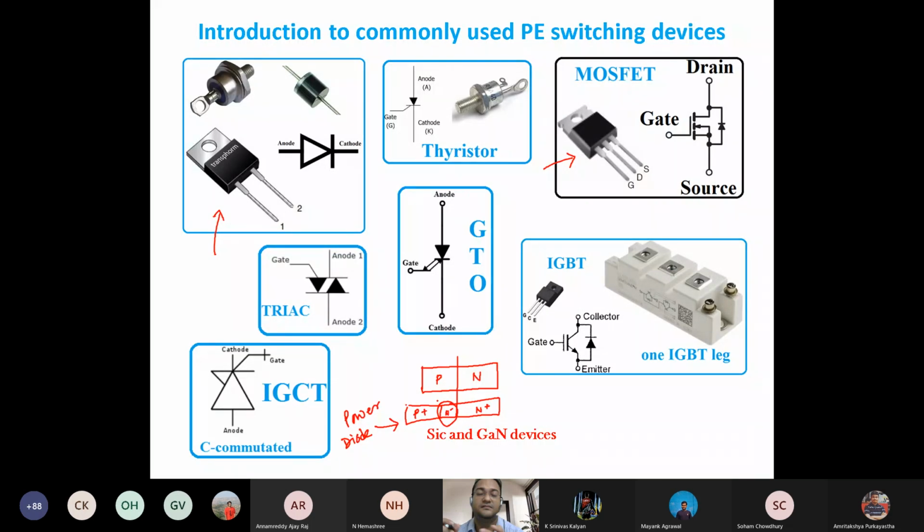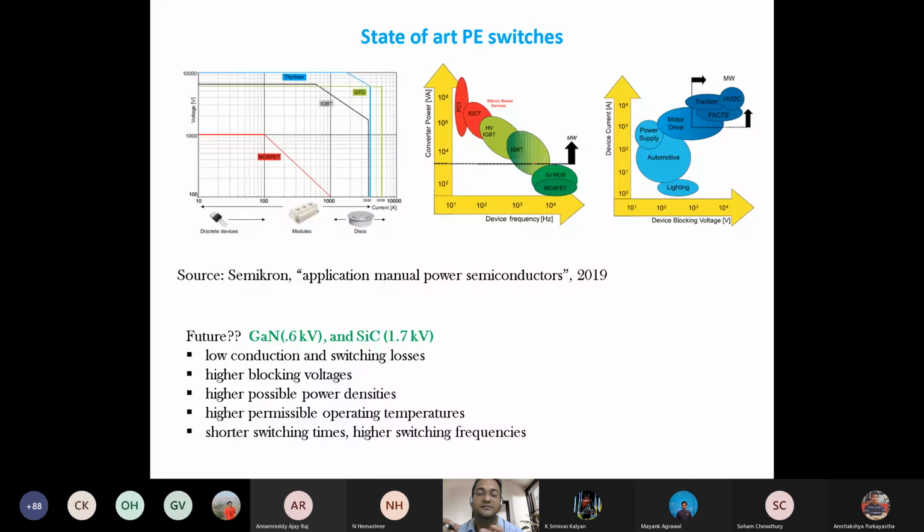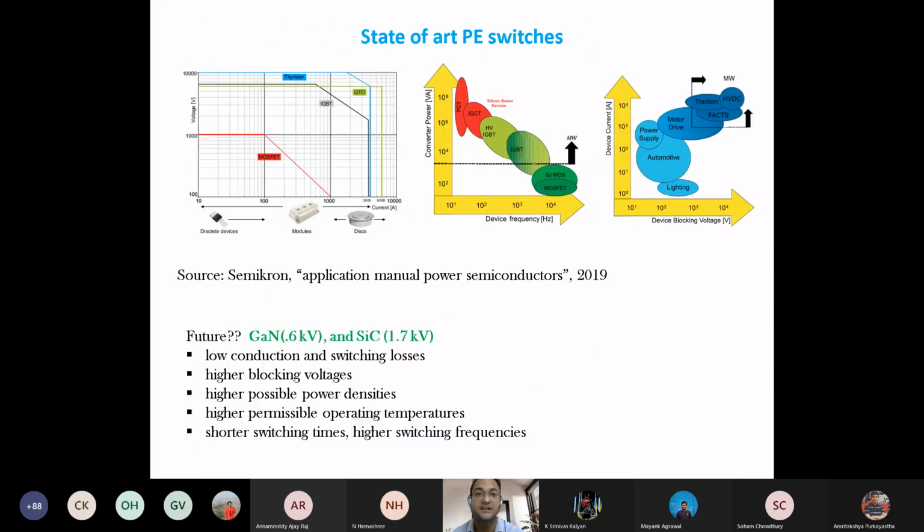Now you can see there are so many switches, right? We have different kinds of switches. So in what application do you use which switch? How do you decide? What are the present emerging switches? So you can see this gallium nitride and silicon carbide. Okay, gallium nitride, silicon carbide. These are the two upcoming devices. Already they are being used, but these are mostly going to be the future. Okay, and present day we are mostly based on silicon.